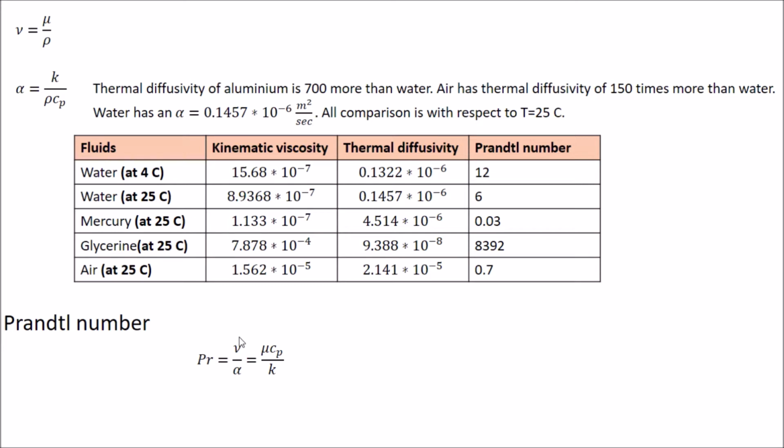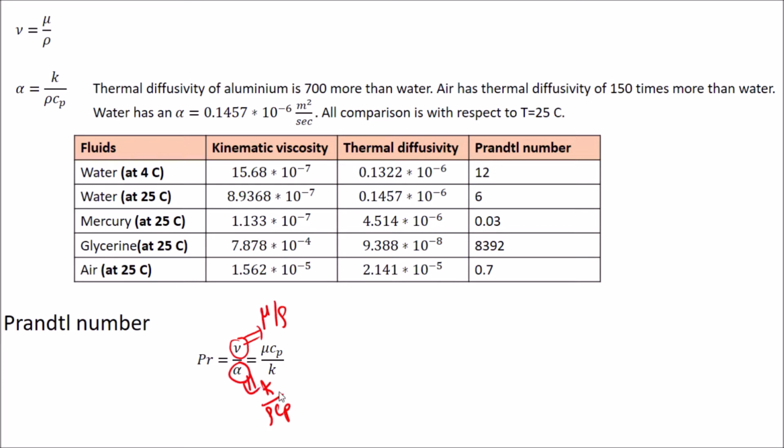The Prandtl number shows the ratio of the kinematic viscosity over the thermal diffusivity. The kinematic viscosity is the ratio of the dynamic viscosity over density, and the thermal diffusivity is k by rho Cp, which is conductivity, density, and specific heat. For the definition of the kinematic viscosity, we have a separate video that shows its importance.